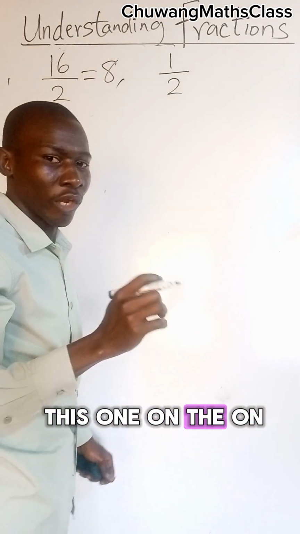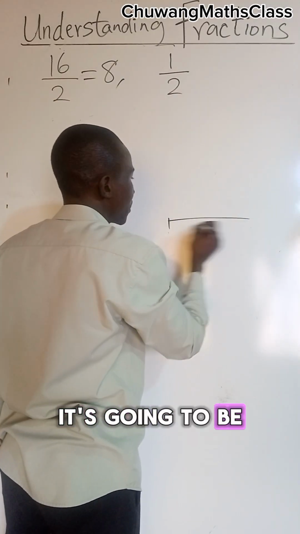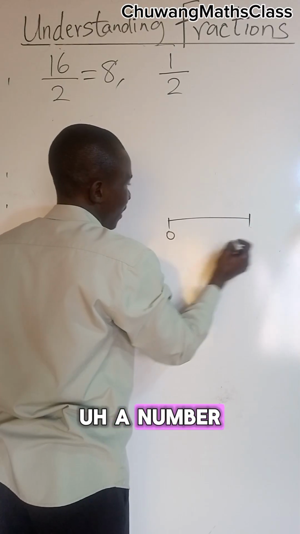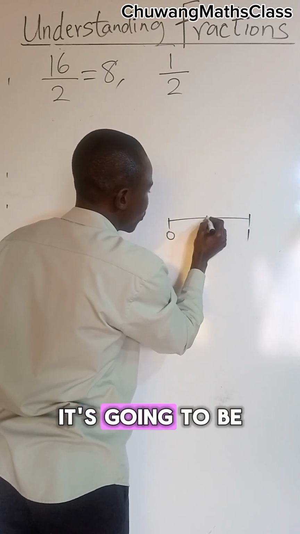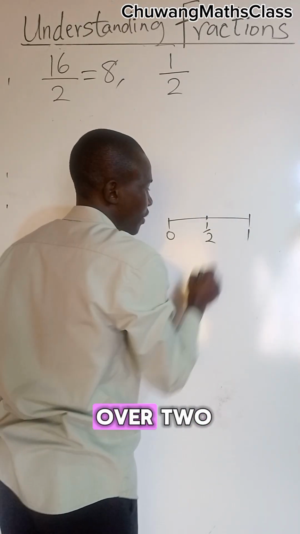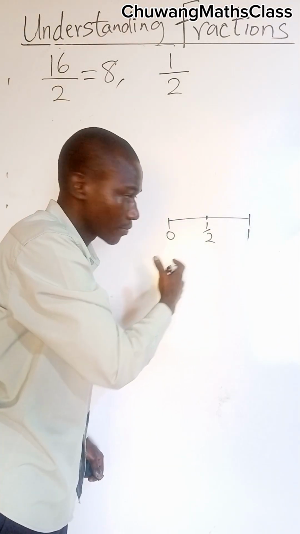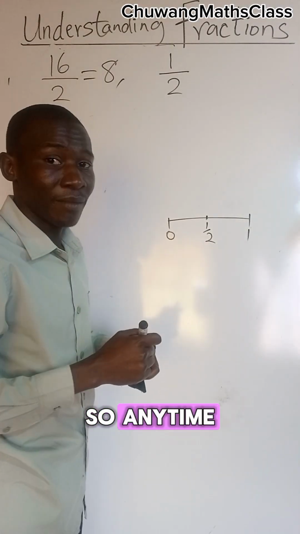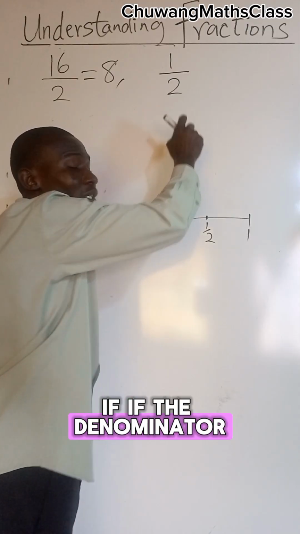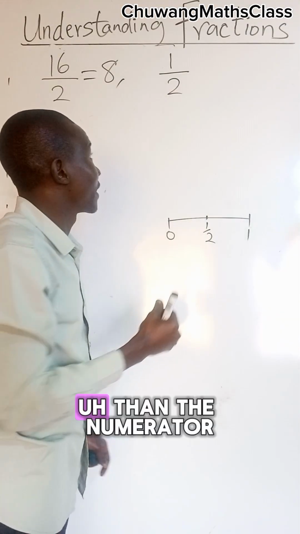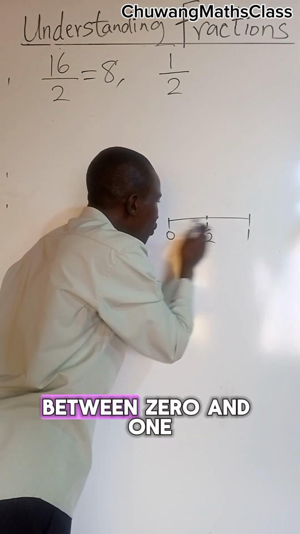If I show this on the number line, you see, it's going to be a number that is halfway between 0 and 1. It's going to be half, right? So this is 1 over 2. It's not fully 1, so it's a part of 1. So anytime you are dividing a number and the denominator is greater than the numerator, know that the result is between 0 and 1.